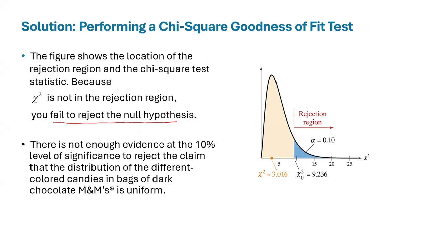This time we do not have enough evidence to reject the claim that the distribution of the different colored candies in bags of dark chocolate M&Ms is uniform. So you know that always, after rejecting or failing to reject, you need to write the whole claim. So we say there is not enough evidence at 10% level of significance to reject the claim. That just mentions the whole claim. Okay.